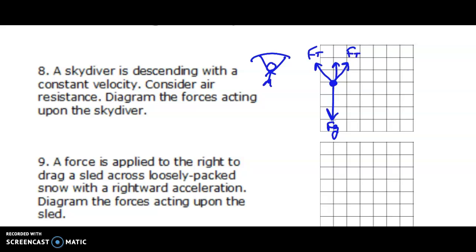I've got an X component and a Y component on each one of those, and I'm trying to show the X components canceling out and the two Y components together adding up to balance out the force of gravity. So that would be for the skydiver.